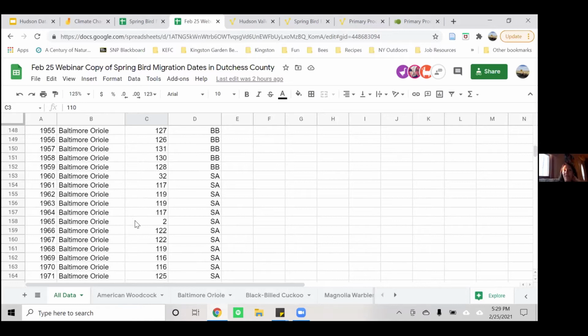Somebody thought they saw an Oriole on January 2nd, and then I guess, like, is that observation just one bird and then maybe they didn't see another bird until the 120th day? Or does that mean the whole flock of them arrived that early? I don't know. That's a really good question.